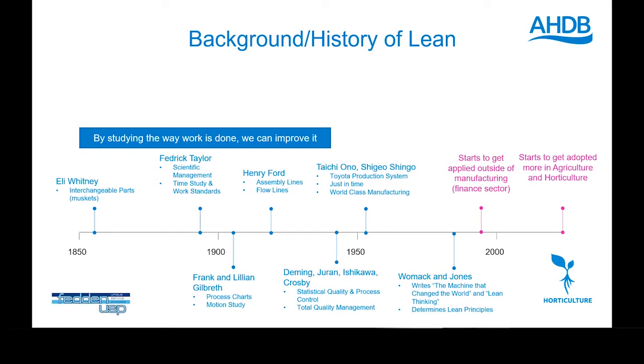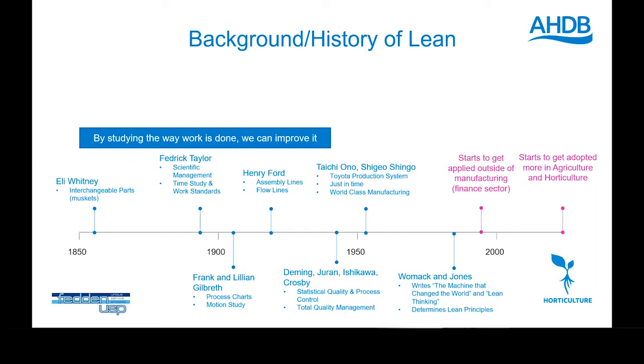So this then was picked up by Mr. Ford when he started to make the Model T. Famously, the quote from Henry Ford was that you can have any color you like as long as it's black. So he was able to take some of the techniques in terms of absolutely studying the work to say, how can we do it in the most efficient way? And he started mass production with the Model T.